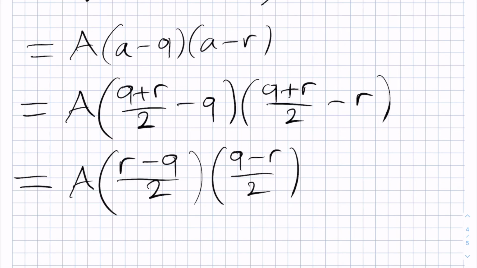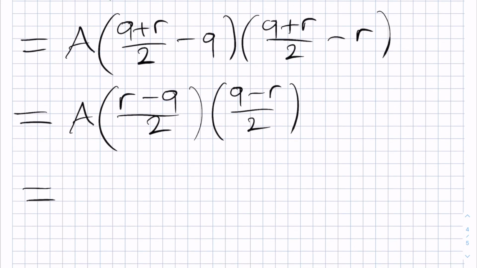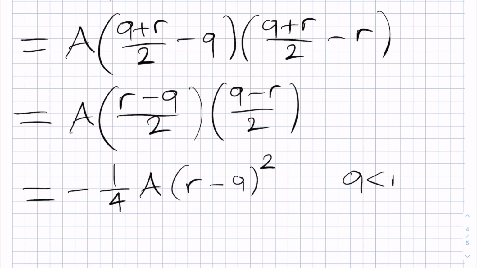Bringing out the factors of 2 and a minus sign, we get minus a quarter A times (r minus q) all squared. And we write it in this way because we have that q is strictly less than r, so r minus q is positive. But that is just a convention. It doesn't really matter because we have a square, and so either way it's the same.